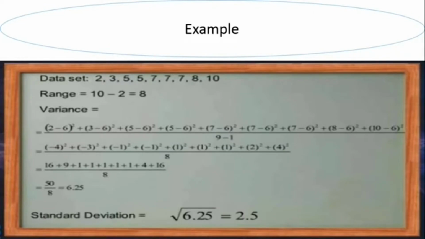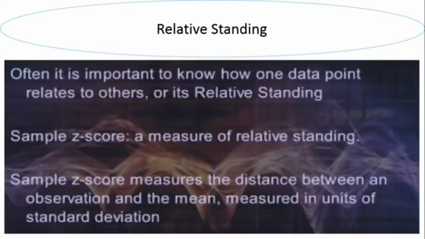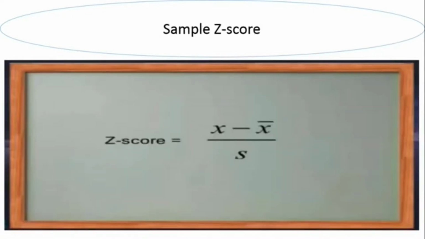Another topic in descriptive statistics is relative standing. Relative standing is often important to know how one data point relates to others. We have the sample z-score. Z-score is a measure of relative standing, and the sample z-score measures the distance between the observation and the mean, measured in units of standard deviation. So you can see the calculation of z-score, which is the difference between the observation and the mean divided by the standard deviation.